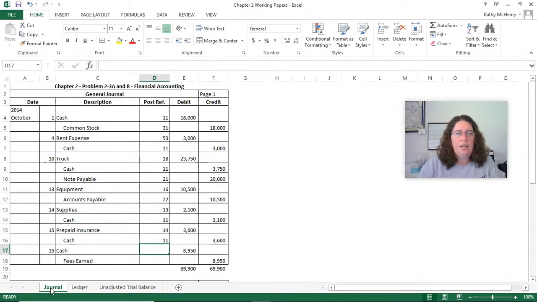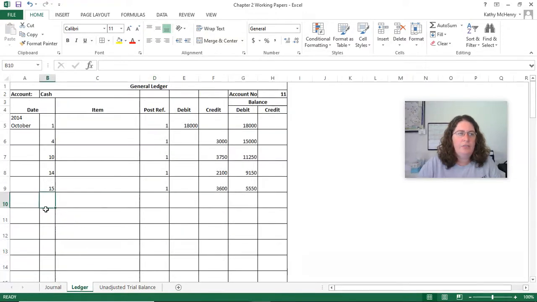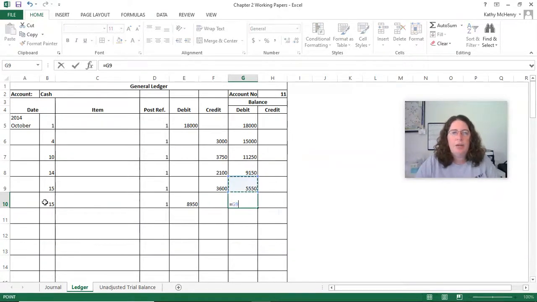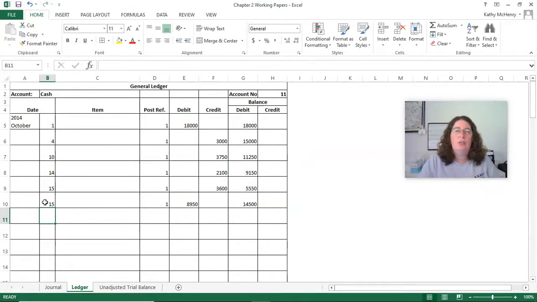On the 15th, cash had a debit of 89.50. Okay, so here's where things are a little different. We're in the debit column. We're still running this debit balance. Instead of subtracting, I'm going to add my debit because they're both the same. So when you have the same, they're both debits, you're going to add them together. When they're different, a debit balance and you have a credit, you're going to subtract them.